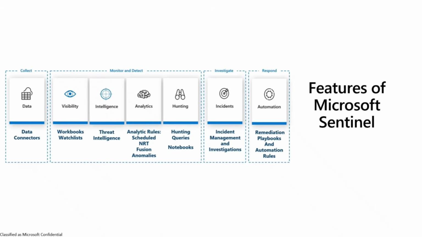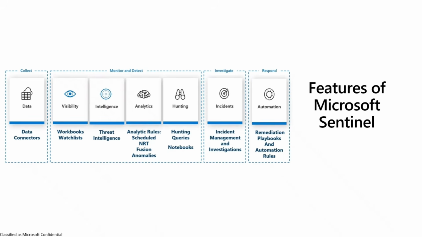Watch list. A watch list is just a list of things that are important to your business that Sentinel wouldn't otherwise know are special. So think of it as a business context you manually give to Sentinel, because by default, all logs look the same to Sentinel.